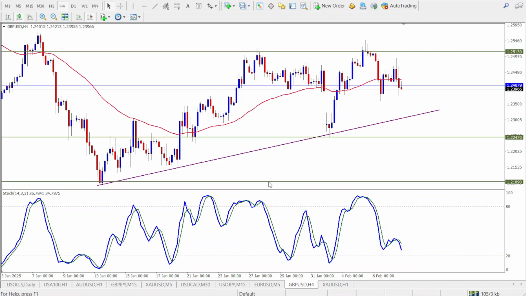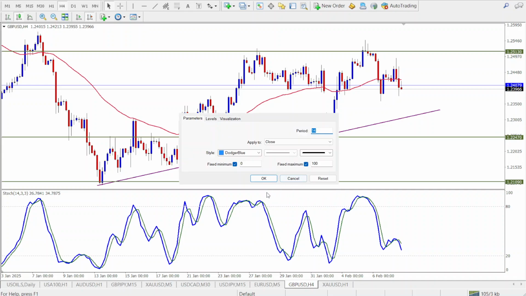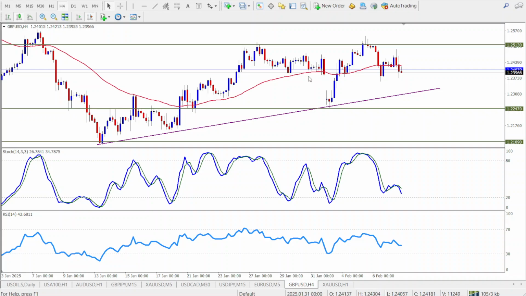Now, a bonus tip: combine the stochastic oscillator with the RSI or even moving averages, just like I already did here, for stronger trade confirmations. Okay?